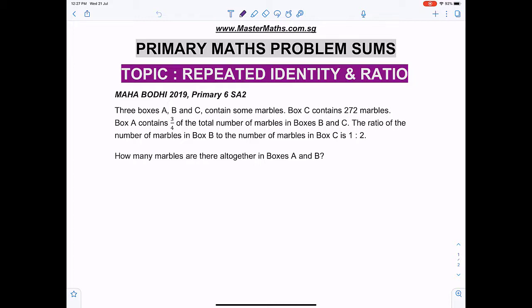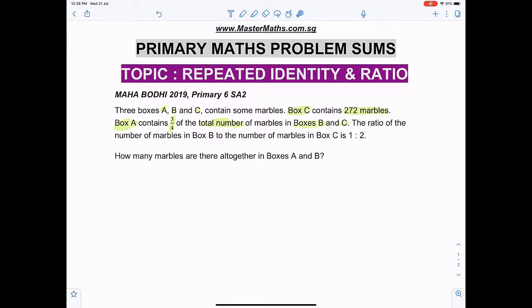Let's discuss. 3 boxes A, B and C contain some marbles. Box C contains 272 marbles. Box A contains 3/4 of the total number of marbles in boxes B and C.